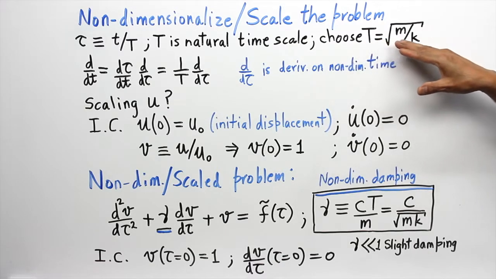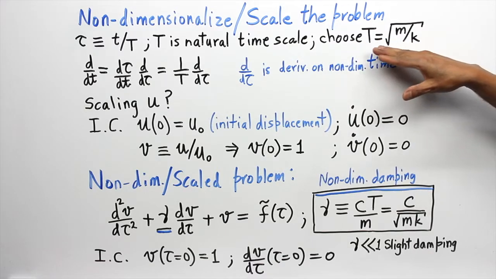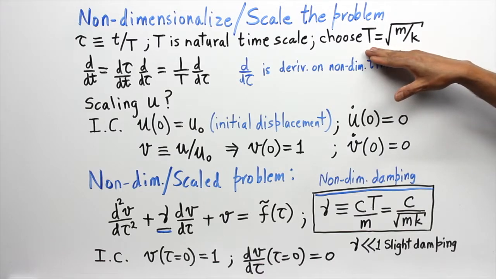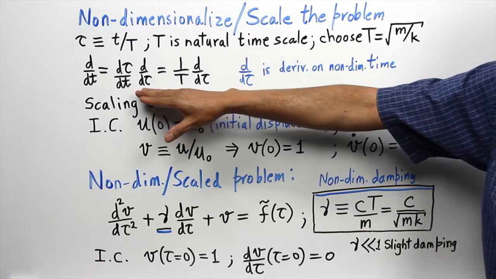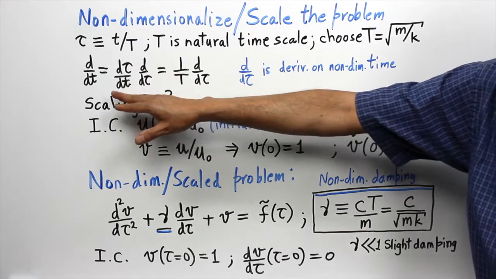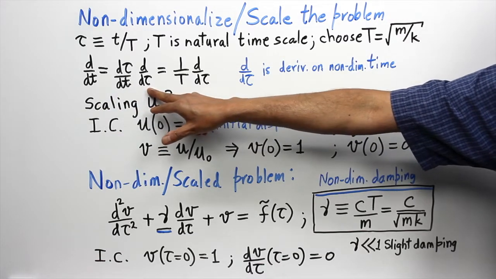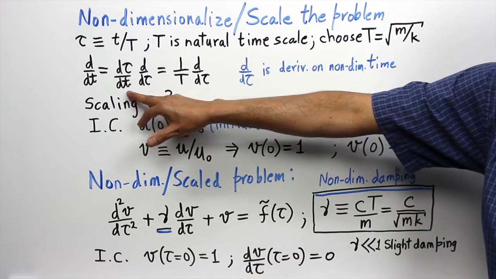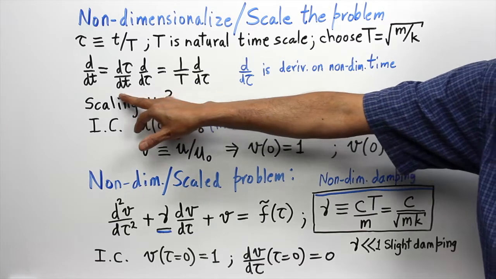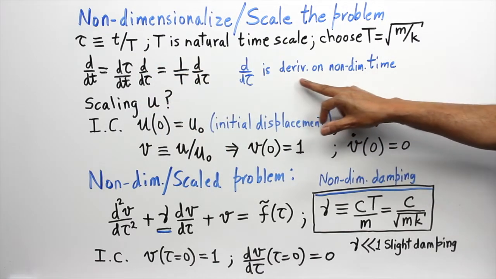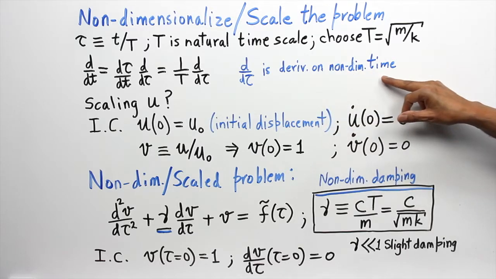And so for these problems, you may recall that for a problem which is undamped, the natural frequency is associated with this time scale, T given by square root of m over k. And so we want to choose capital T as the natural time scale. And so we introduce a new derivative. We put derivatives d/dt in terms of the derivative with respect to the new time, tau, which is a natural time scale. So through chain rule, we have this, and the first factor here by the definition is simply 1 over T. So note that d/d tau is a derivative on the non-dimensional time scale.